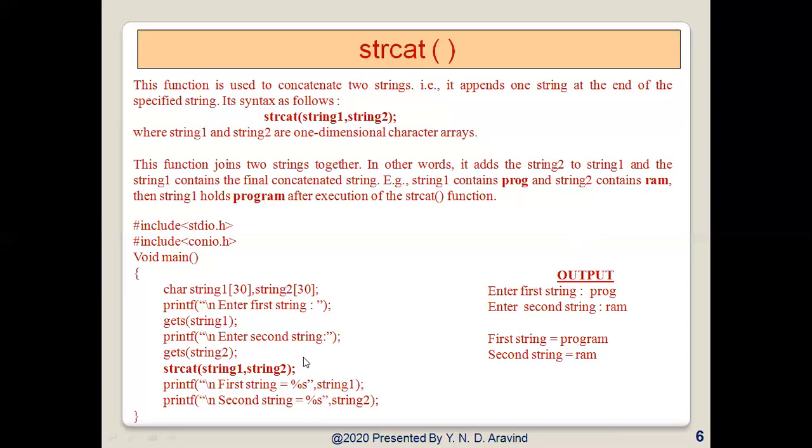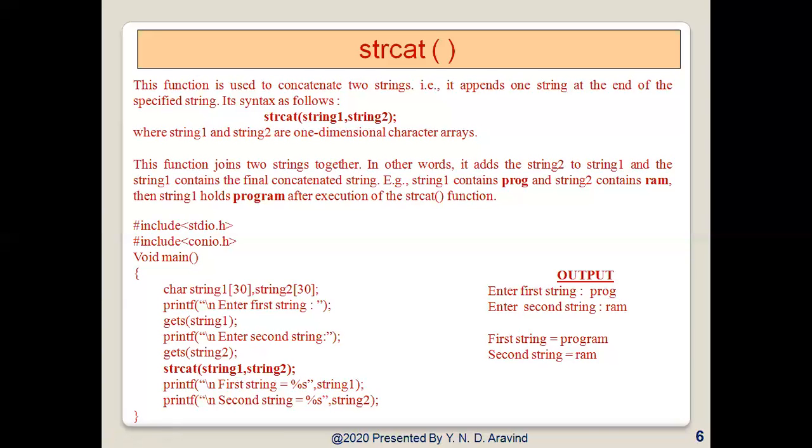Once after using strcat of string 1 comma string 2, the first string will become program, because ram is going to get appended to prog. So it will become program, and the second content will be as it is. This is how we can concatenate, or add, two strings.